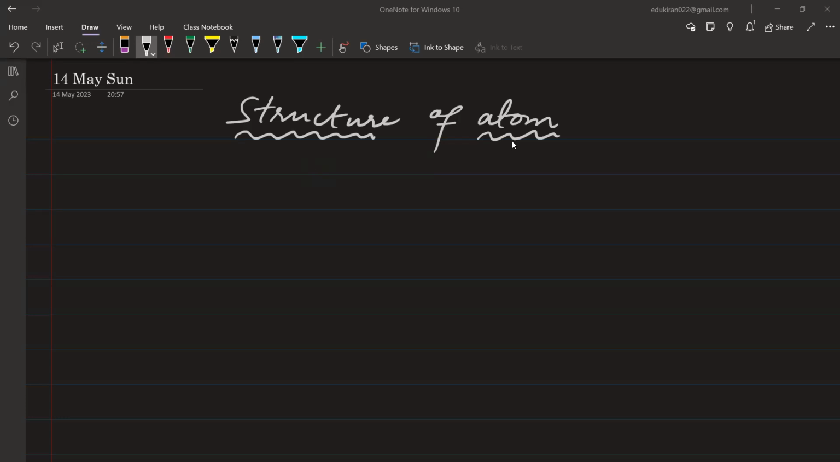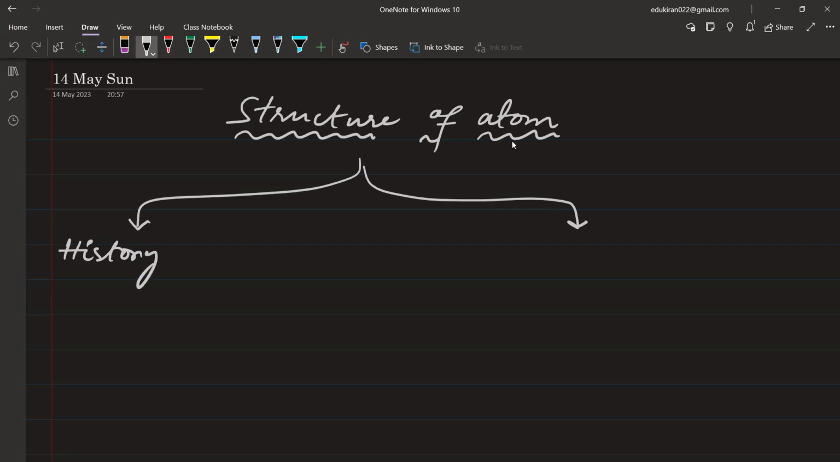Now, structure of atom. This chapter can be divided into two main topics. And these two topics are not related to each other. These are very different topics. The first topic is the discovery of subatomic particles and the Bohr model. And there are some developments which led to Bohr model. I will tag all of those topics inside history of structure of atom.